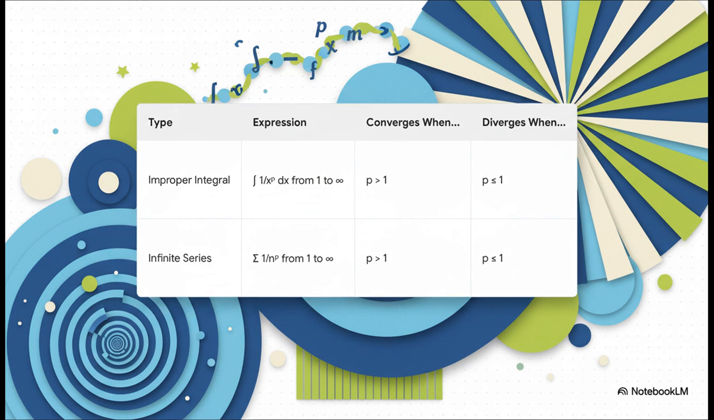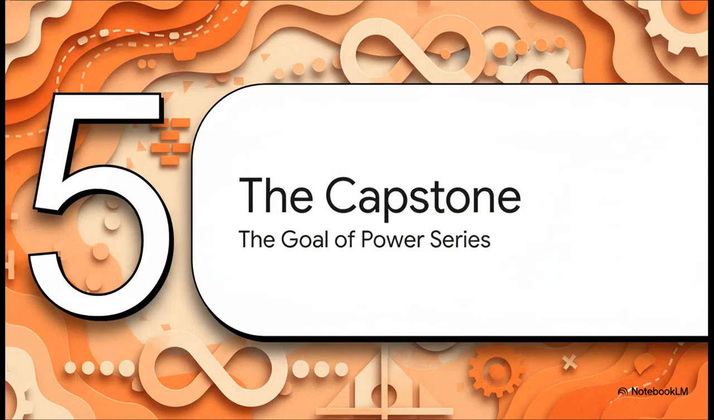And this slide shows one of the most beautiful parallels in the entire course. Check it out. The rule for when an improper integral of 1 over x to the p converges is identical to the rule for an infinite series of 1 over n to the p. This isn't a coincidence. It shows this deep structural connection between adding up a continuous function and adding up a discrete list of numbers. The logic of infinity is the same in both worlds.